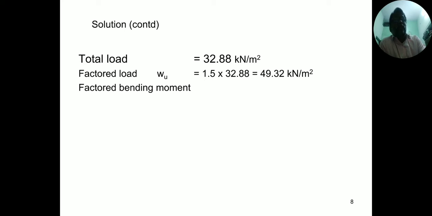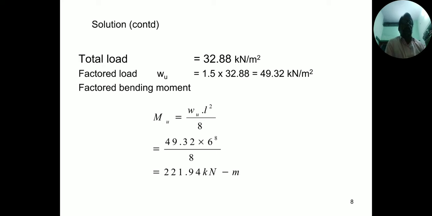Factored bending moment is W L square by 8. W is 49.32, L is equal to 6 meters. L square by 8, not L to the power 8. That is equal to 221.94 kNm. No doubt?